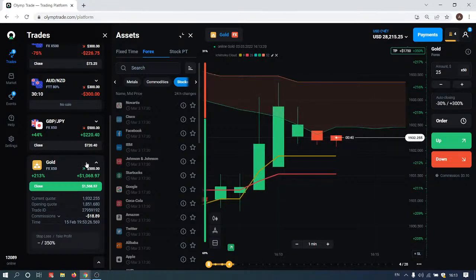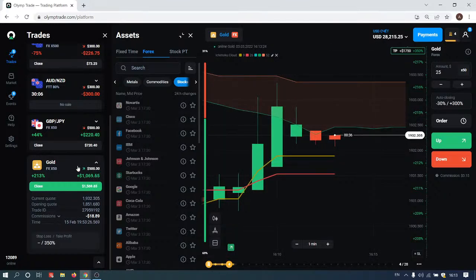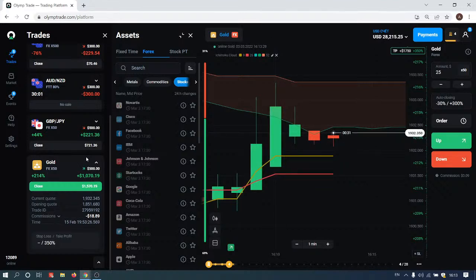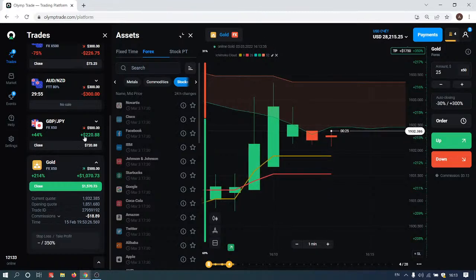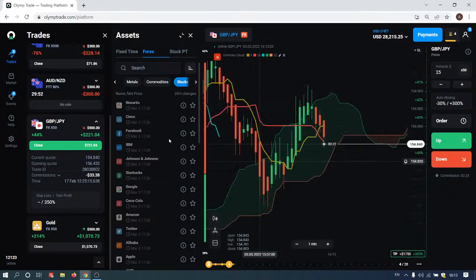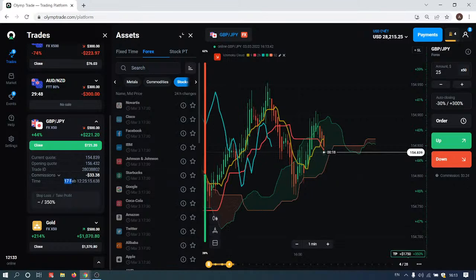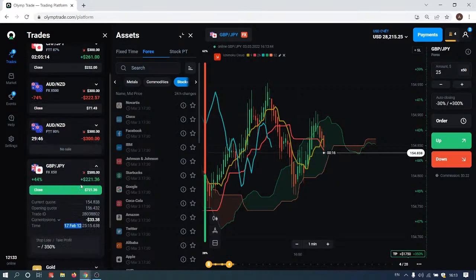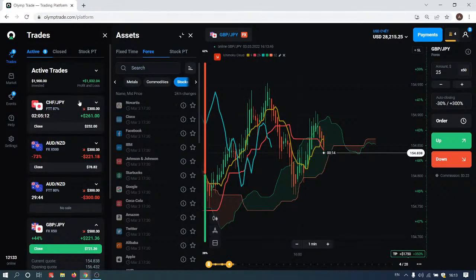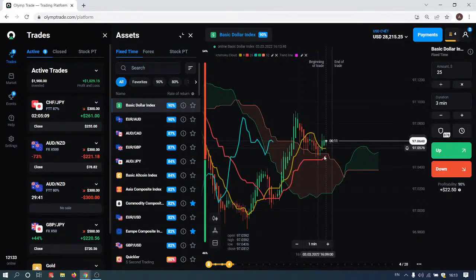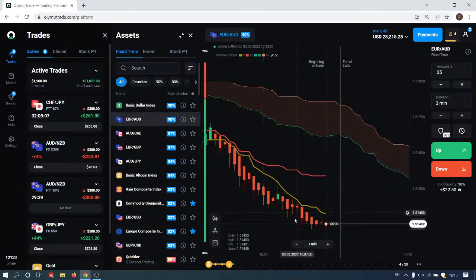I nearly closed this trade when gold was reaching $2,000. I was just a little bit too greedy and I didn't close that trade. Maybe I should have. Anyways, I'm in the money on this position, and here my GBP JPY, I've been holding it for also 2 weeks. So guys, trading long term is totally fine.